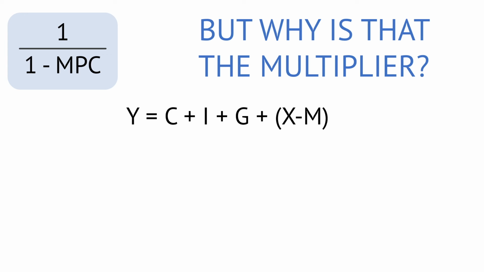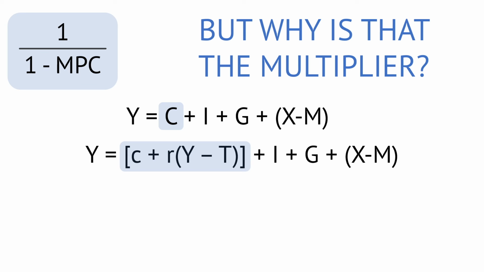But what I want to do really quickly is I want to look at the c right here, and we're actually going to rewrite the c a little bit different for these purposes. And what we're going to do is we're going to rewrite it in this way. So y equals c plus r times y minus t plus I plus g plus x minus m.